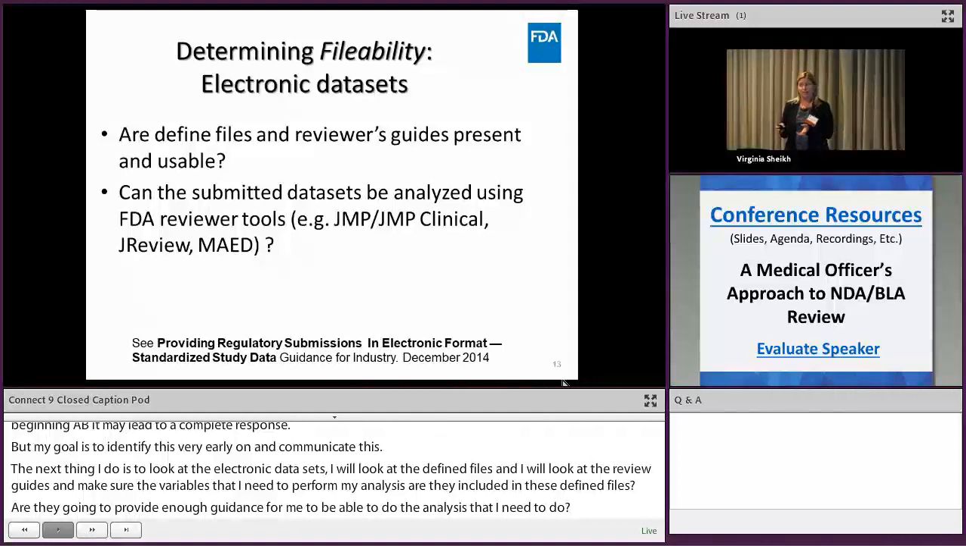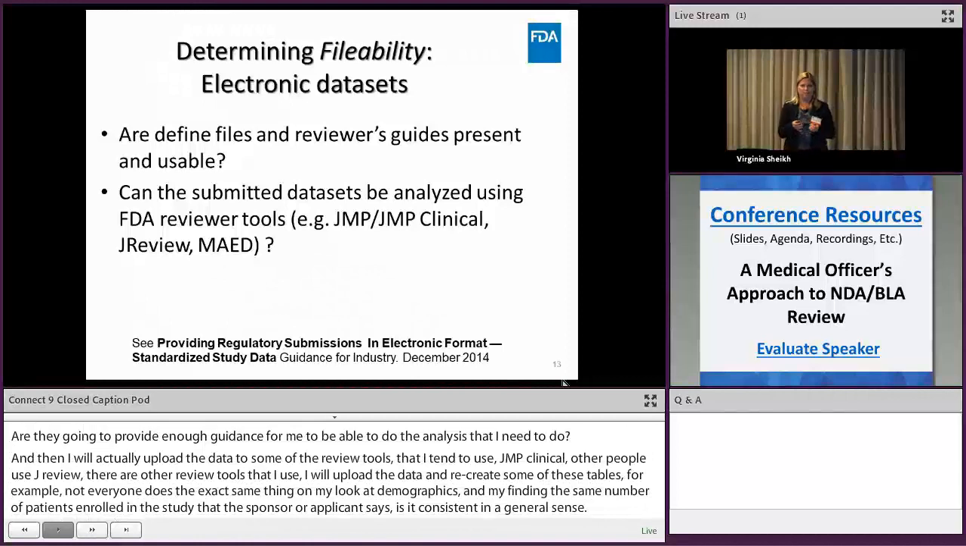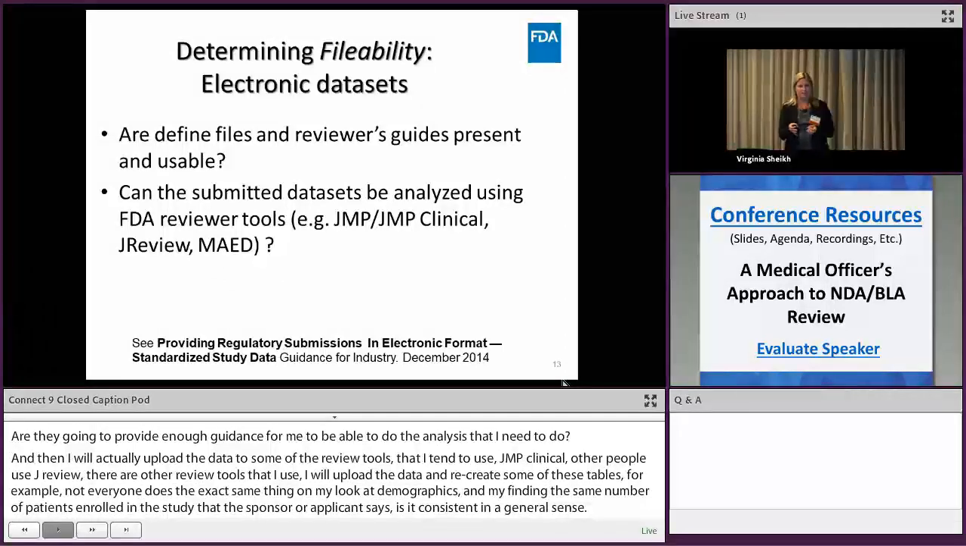Am I finding the same number of patients that are enrolled in the study that the sponsor or applicant says? Is it consistent with the label in a general sense? In the very beginning, I'm not going to be expecting that the way that I've looked at the data is going to be perfect. So if it's a little off, that might be okay. But I need to be able to at least create these tables using this data.